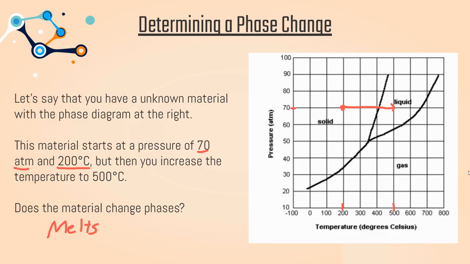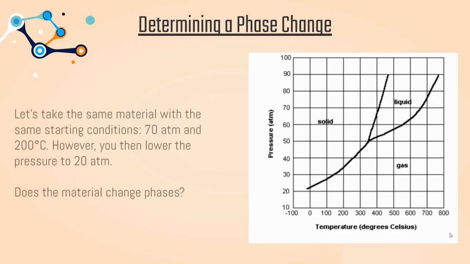Now let's look at a slightly different scenario. We'll actually start in the same spot. We'll start with 70 atms of pressure and 200 Celsius. So if this material is at 200 Celsius and 70 atms, it's in the solid phase. But let's say we lower the pressure to 20 atmospheres, but we keep the temperature the same. I'll take my starting point and I'll go down to 20 atmospheres of pressure right here. This material went from solid to gas during this transition, so this does change phases.